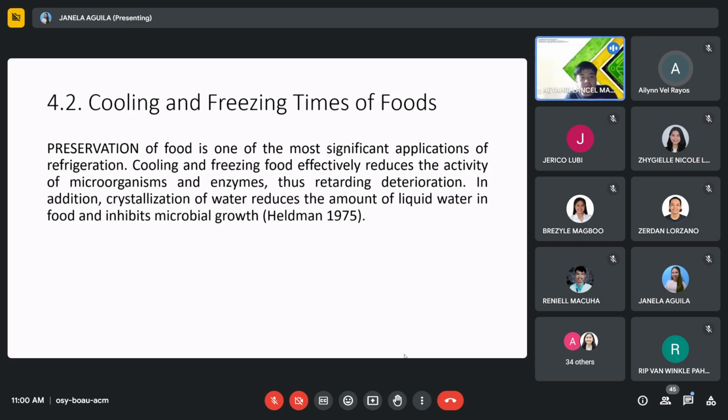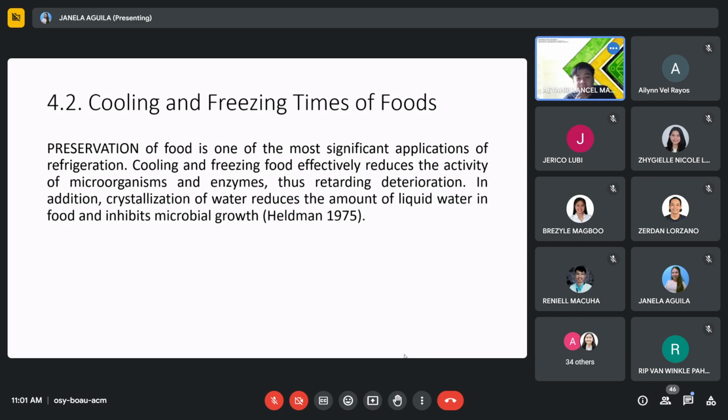So cooling and freezing times of foods. So sinabi lang dito yung article about sa preservation of food. Food preservation is one of the most significant applications of refrigeration. The process of cooling and freezing foods is designed to slow down the activity of microorganisms and enzymes that can cause food to deteriorate. When food is cooled or frozen, the metabolic processes of these microorganisms slow down, which retards their growth and extends the shelf life of the food.